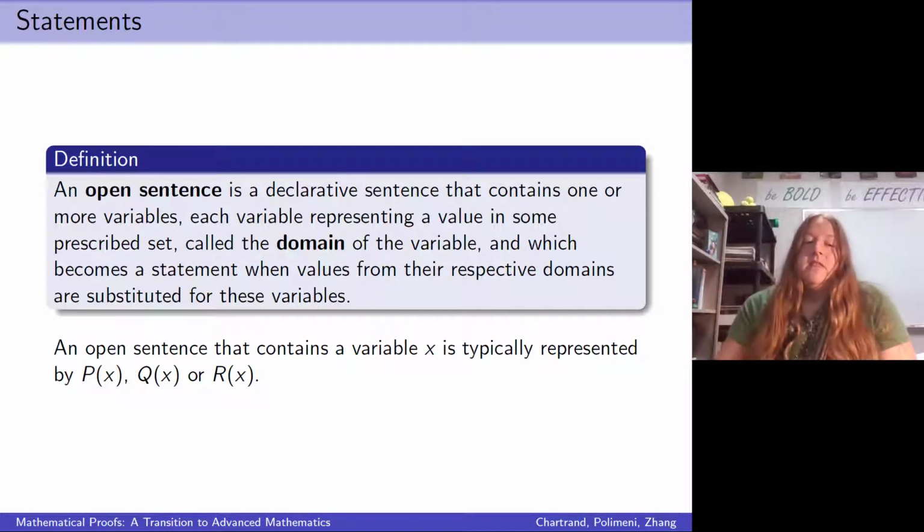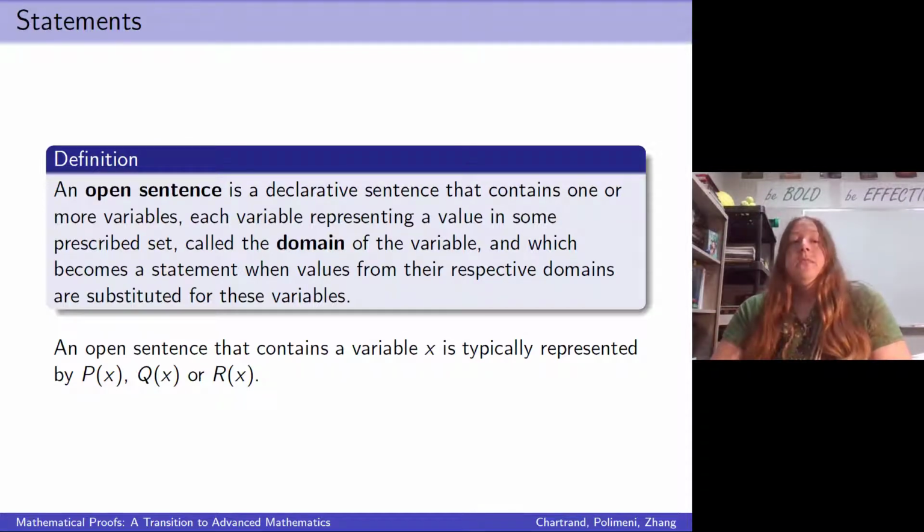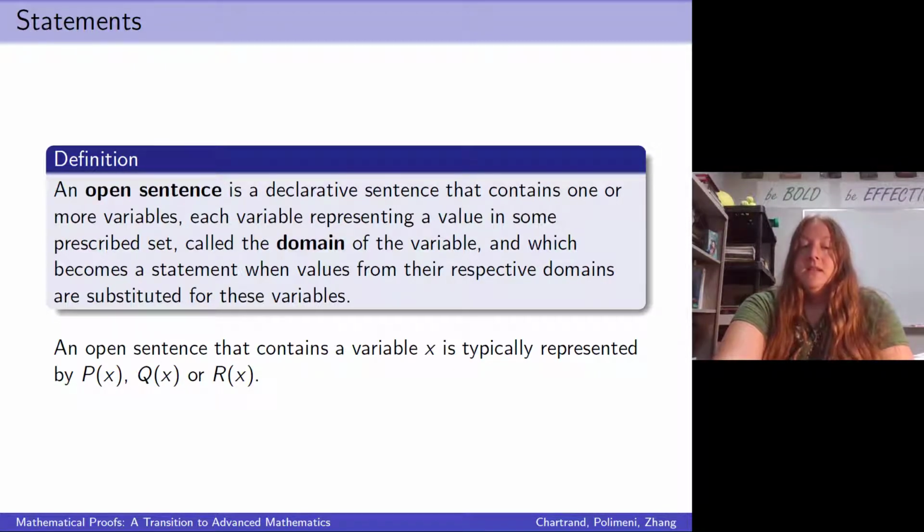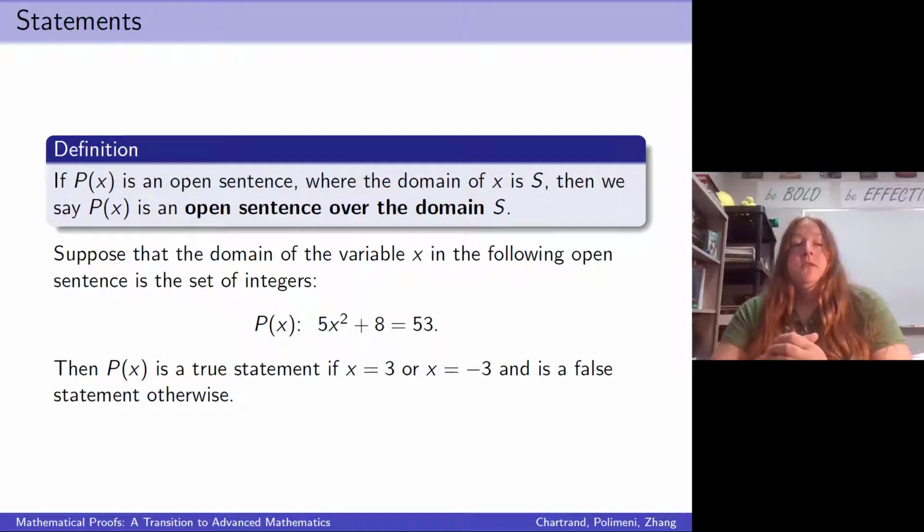So one of the things that can happen is sometimes we want a statement where we can plug in different values for it, and those different values might change the truth value as we go. An open sentence is a declarative sentence that contains one or more variables, and each variable represents a value in some prescribed set, which we call the domain of the variable, and it becomes a statement when we put values in for those variables. We might write these as P of x, Q of x, or R of x. Again, P of x is the default go-to, and x here is our variable. A quick bit about wording and vocabulary: whenever P of x is an open sentence where the domain is S, then we say P of x is an open sentence over the domain S.